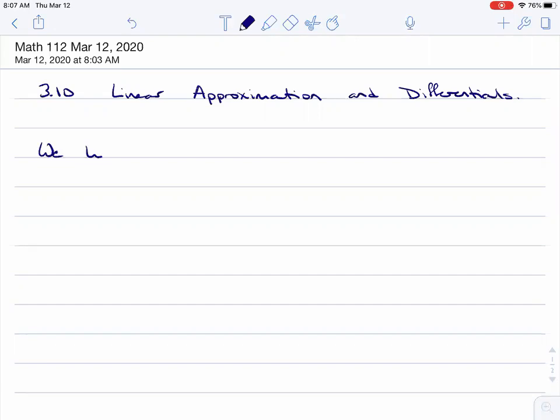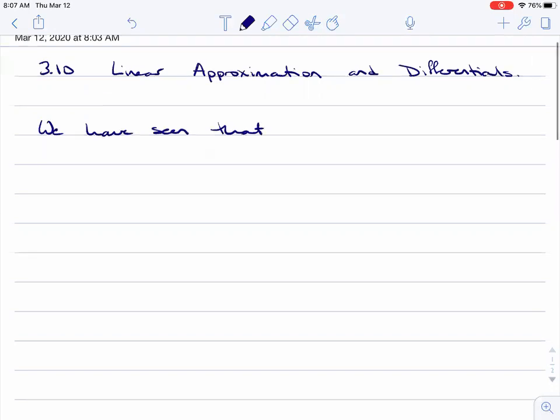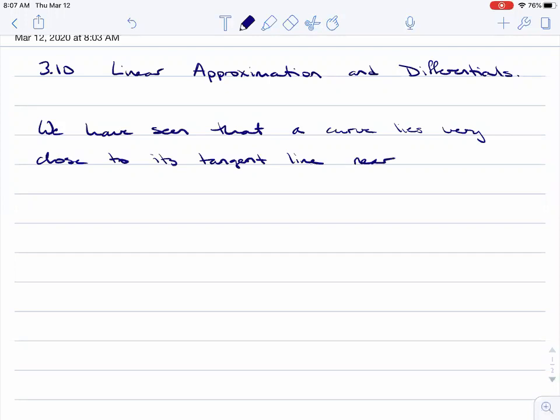So we have seen that a curve lies very close to its tangent line near the point of tangency.